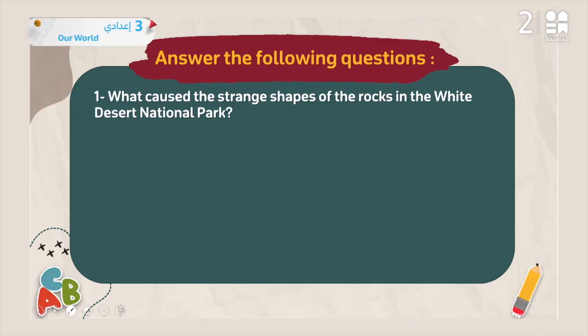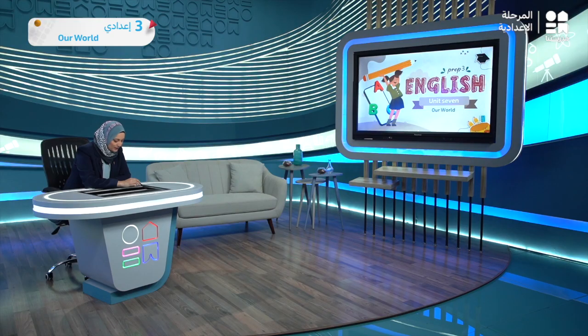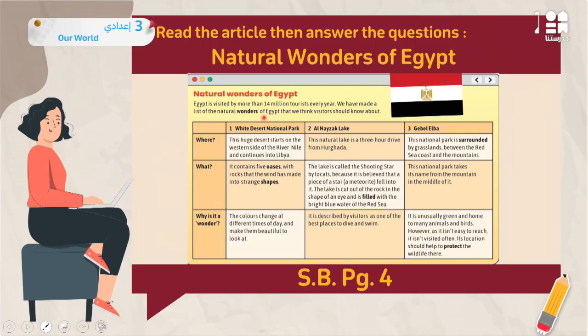These are the questions. Answer the following questions. هنقرأ questions مع بعض ونحلها. The first question. What caused the strange shapes of the rocks in the White Desert National Park? ايه اللي تسبب في الأشكال الغريبة بتاعت الأحجار في الوايت ديزرت ناشونال بارك؟ لو احنا رحنا عند الوايت ديزرت ناشونال بارك اللي هي هنا. طيب ايه اللي عمل الأشكال الغريبة؟ With rocks that the wind has made into strange shapes. يبقى اللي كون الأشكال الغريبة هي الwind، الرياح. So the answer to question 1 is the wind.